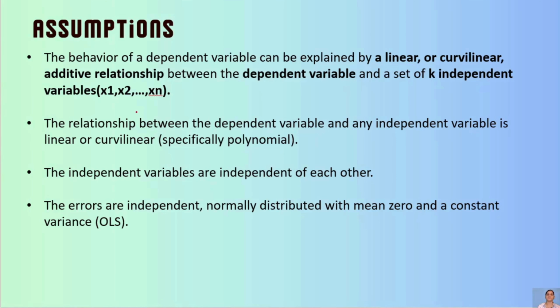First one is the behavior of the dependent variable should be explained by a linear or curvilinear relationship between dependent and nth independent variables, right? And the relationship between dependent and independent variable here is curvilinear or specifically polynomial. And the independent variables should be independent of each other. They should not be dependent on each other. If you have multiple independent variables, usually that is the use case, right? We should be having multiple independent variables and they should not be dependent on each other. If they are dependent on each other, then we will get a linear relationship, right? We cannot get a curvilinear one.